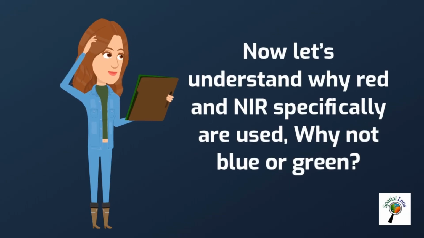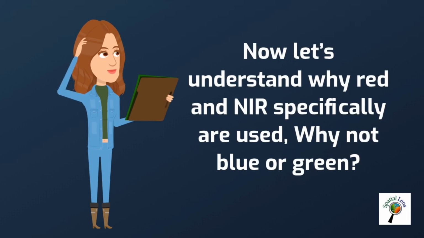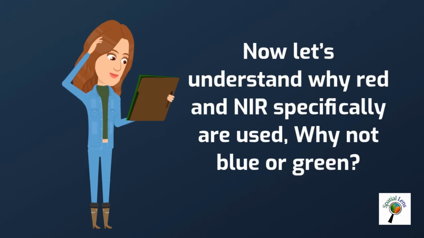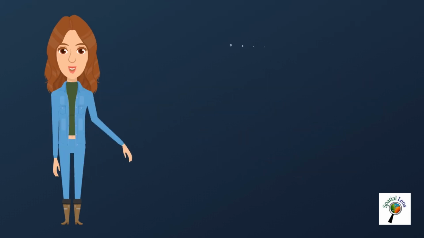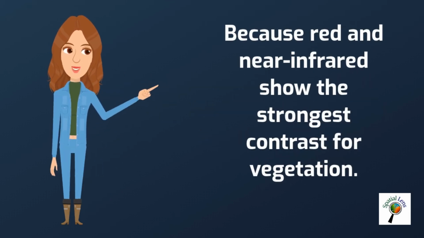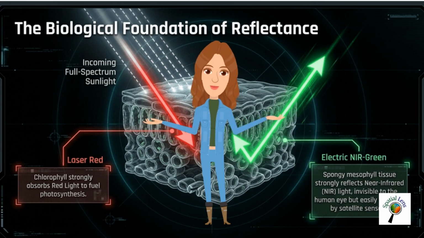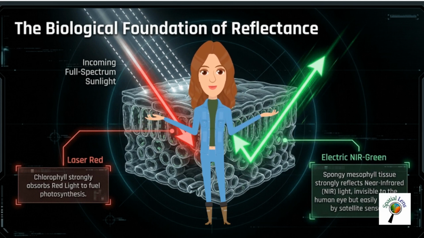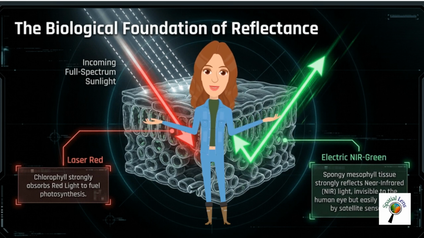Now let's understand why red and NIR specifically are used. Why not blue or green? Because red and near-infrared show the strongest contrast for vegetation. Healthy leaves absorb red strongly because chlorophyll uses red photons for photosynthesis. But leaf internal structure, especially spongy mesophyll tissue, strongly reflects near-infrared. This creates a sharp spectral difference that makes vegetation easy to detect.